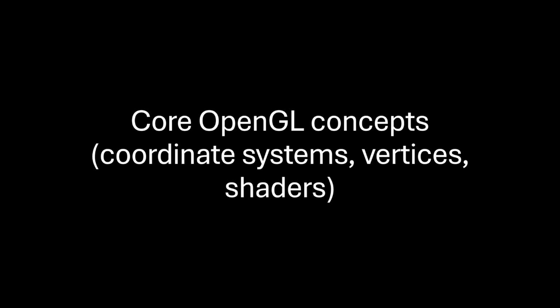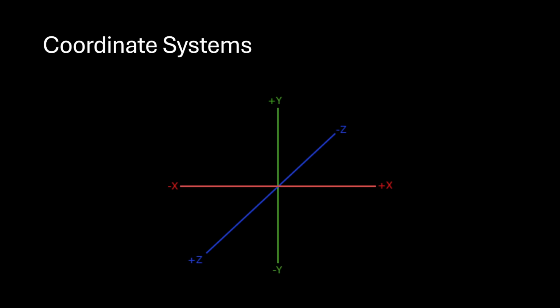So what is core OpenGL concept? OpenGL is a powerful cross-platform graphics API that provides a rich set of tools for rendering 2D and 3D graphics. Now, core concepts of OpenGL. First one, we have coordinate systems. Coordinate systems are crucial in OpenGL for defining the positions of objects and how they are viewed onto the screen.